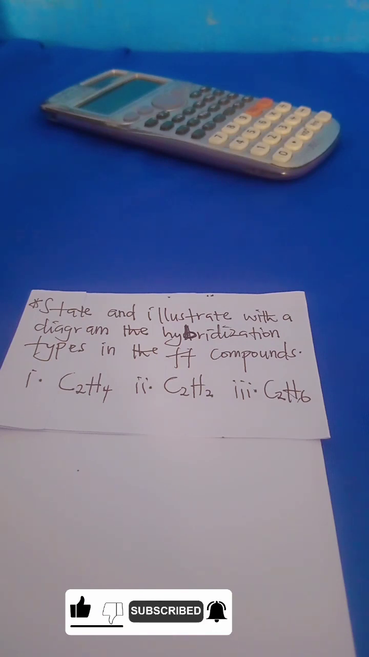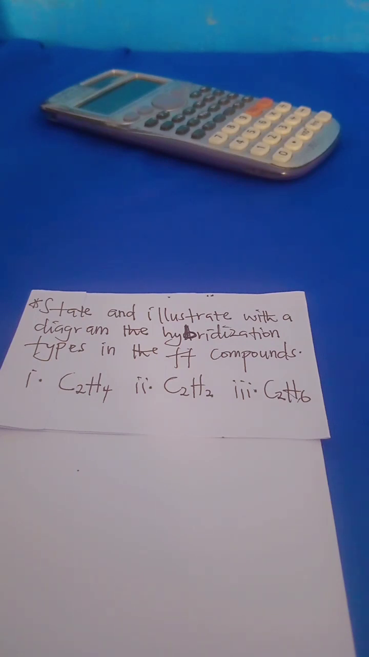And let's read the question that is being projected on our screen together. The question says: state and illustrate with a diagram the hybridization types in the following compounds. We have C2H4, C2H2, and C2H6.